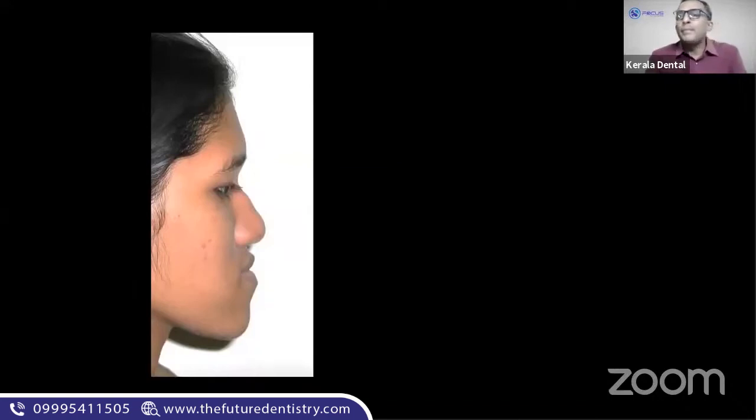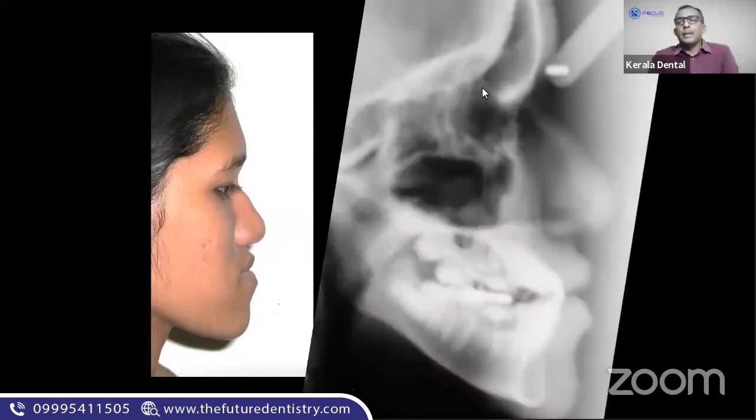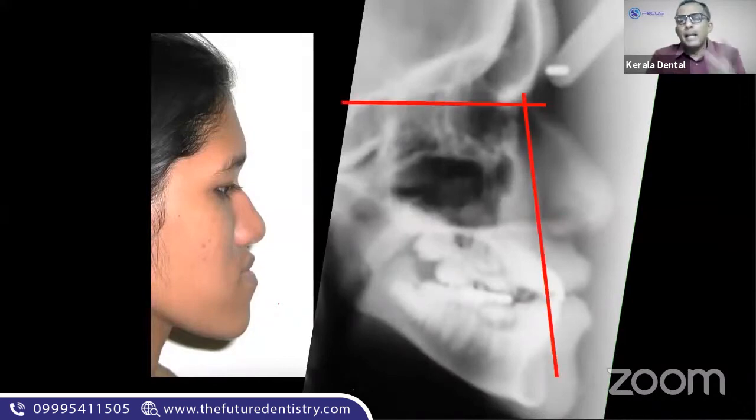Lastly, I'm going to wind up this session with one last patient of mine, a very favorite patient of mine, with a severe mandibular prognathism. Look at the X-ray. Look at the Sella nasion and nasion to B point. That is SNB. What is the normal value of SNB? Can somebody come to the chat box and tell me the normal value of SNB?